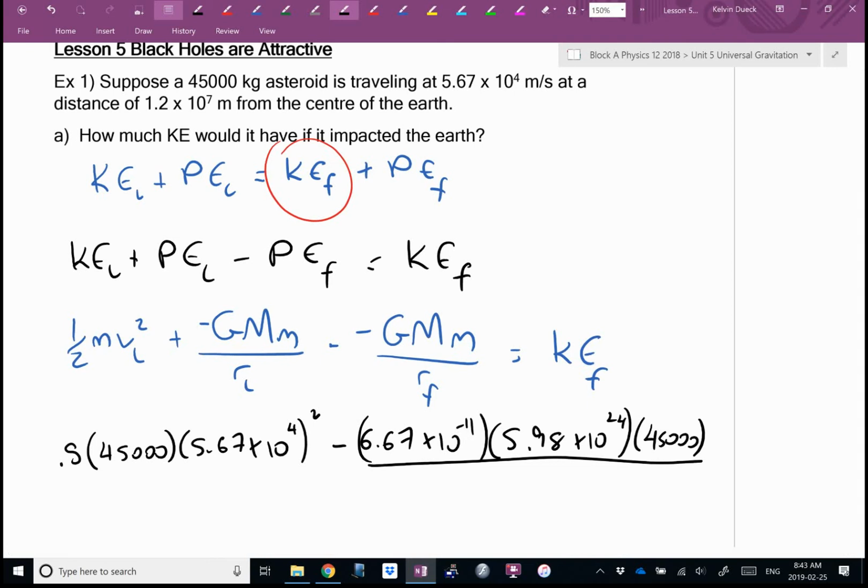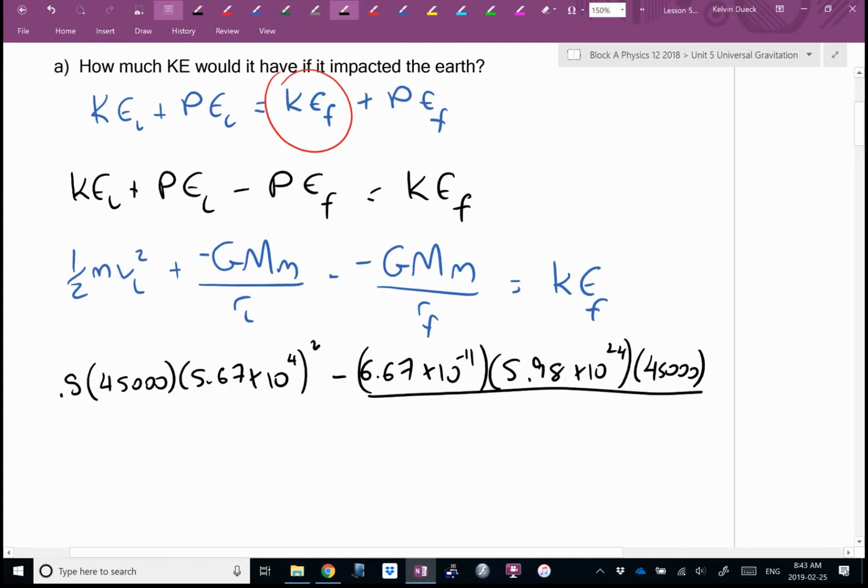Is that a radius or is that an altitude? Do I need to add the radius of the Earth to that distance, or did they give it to me measured already as a radius? Oh, okay, that's the least convenient.